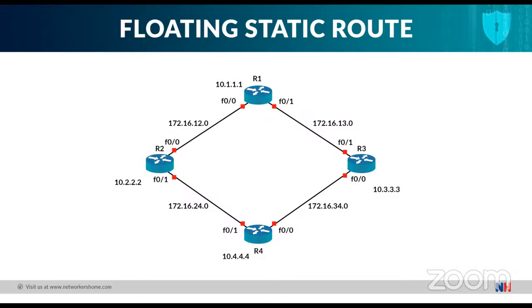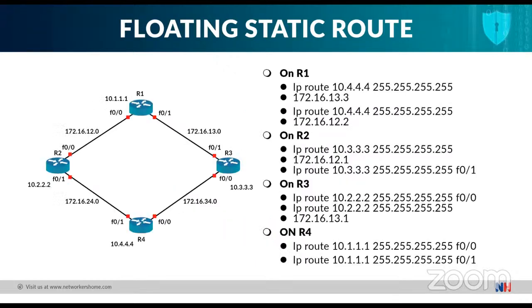Here in this diagram we have router 1, router 2, router 3, router 4. Four routers are there. Router 1 has 2 paths to router 4, router 2 has 2 paths to router 3, and router 3 has 2 paths to router 2 as well. Each and every router, vice versa, has 2 paths.